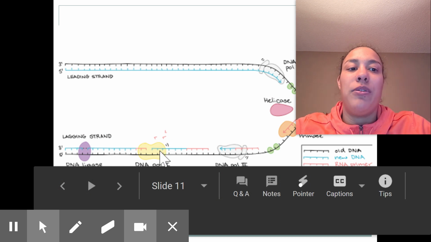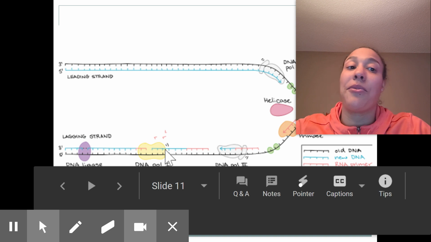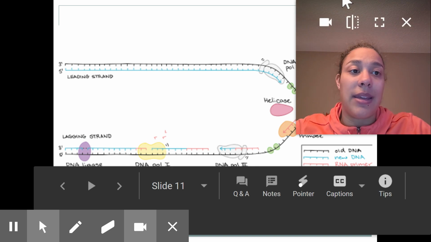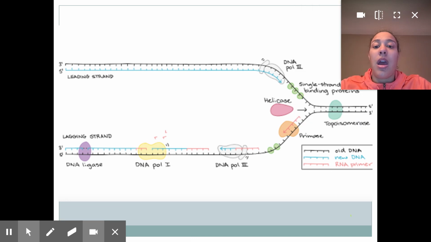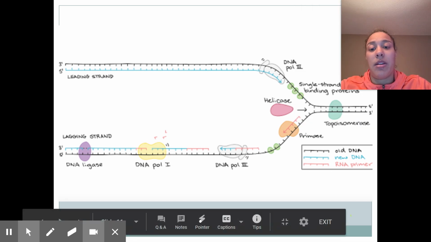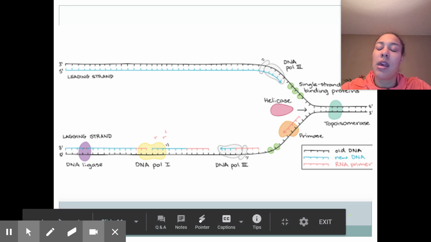That's going to do some proofreading, and it goes through a process called exonuclease, where if there's something wrong with DNA, it's going to go through and edit it and make sure that it is the correct base pair that's going on. So DNA polymerase 1 does the proofreading and double checking, and then ligase comes through and seals all the new bases together. DNA polymerase 1 also goes through and kicks out that RNA primer that was laid down and replaces it with actual DNA bases.